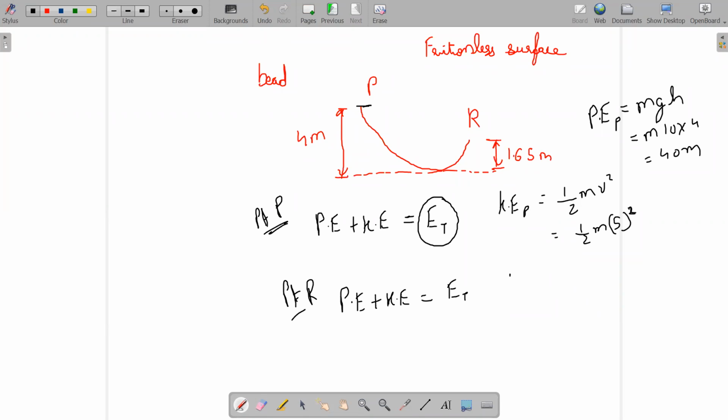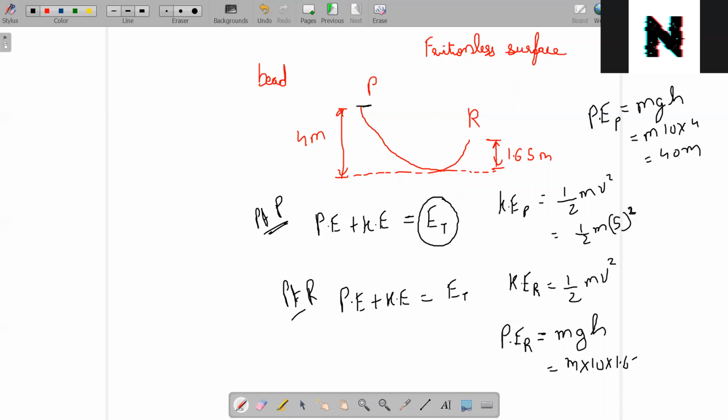So let us say that the kinetic energy at point R is half m v square. We don't know v, we don't know m for any of this. Okay. Now, potential energy at point R. We know potential energy because height is given. So m g h. Let us say m is not known. g is 10. h is 1.65. All right. So wait a minute. All right. So let me go to the next page.